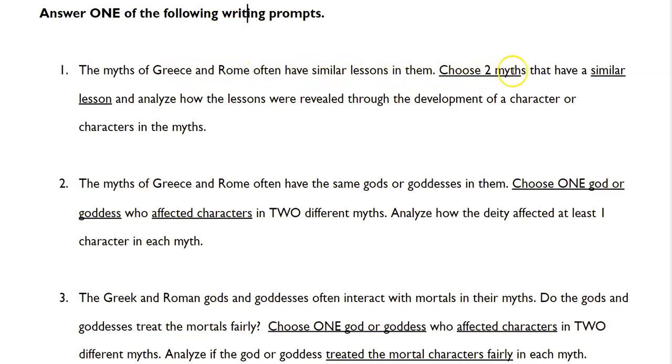Choose 2 myths that have a similar lesson and analyze how the lessons were revealed through the development of a character or characters in the myths.